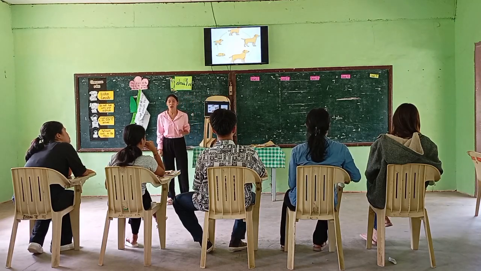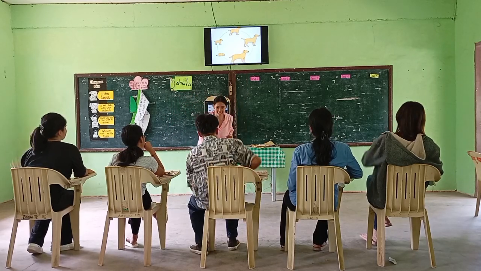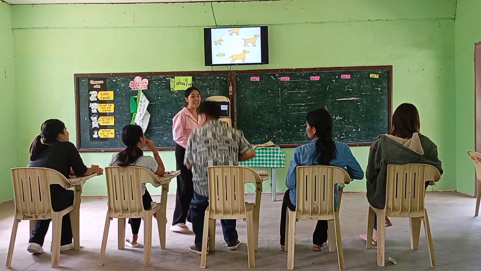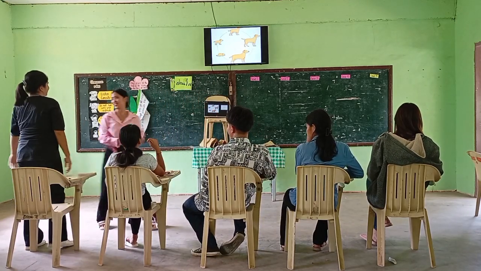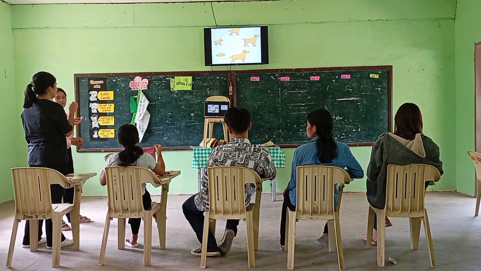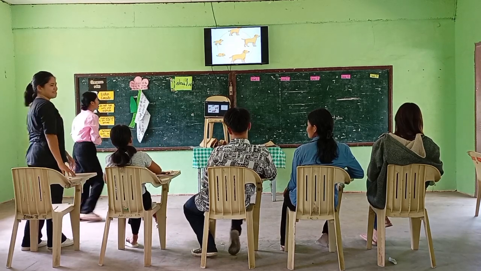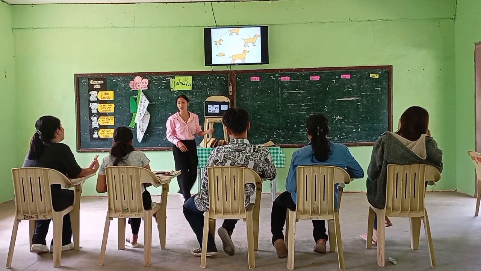Okay, class. Based on the picture, what have you observed? Okay, Jandel. I observed that there is a dog. Okay, a dog. What else? Okay, Butler. There is a dog and the dogs go from smaller to larger and the largest. Okay, very good. So this picture is all about dogs.